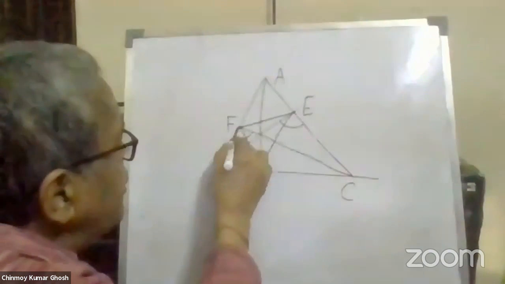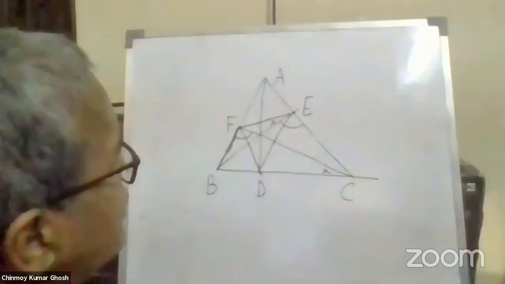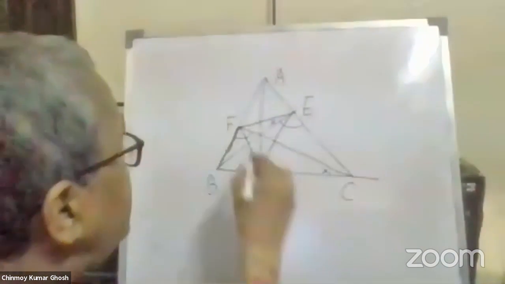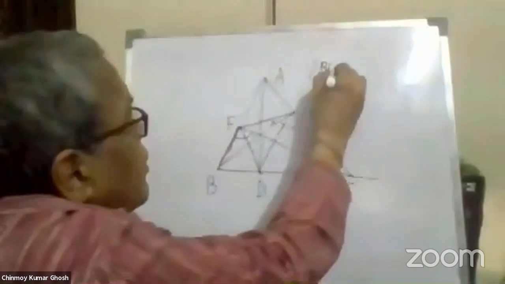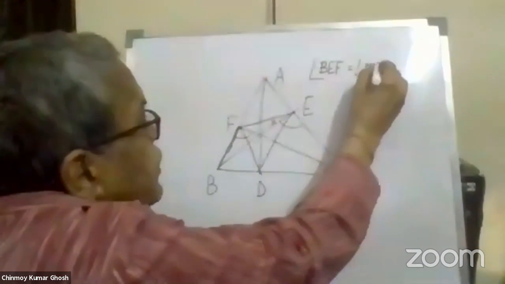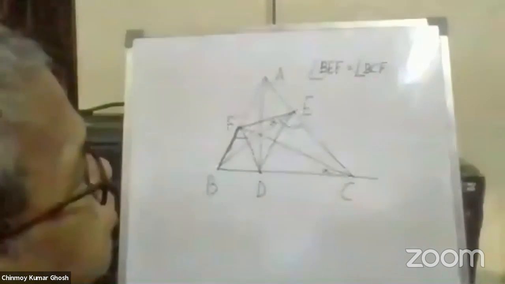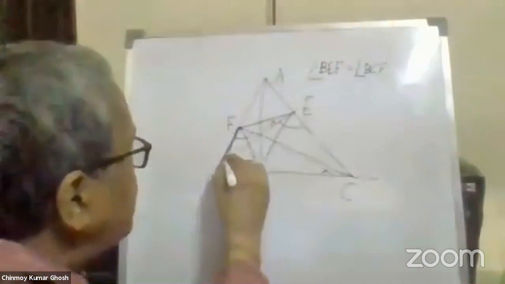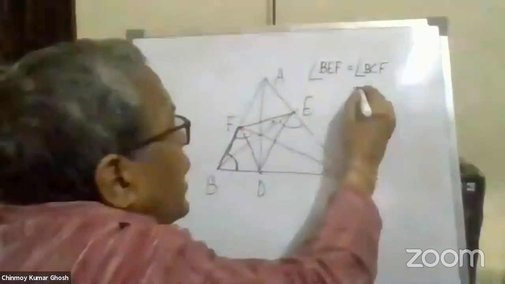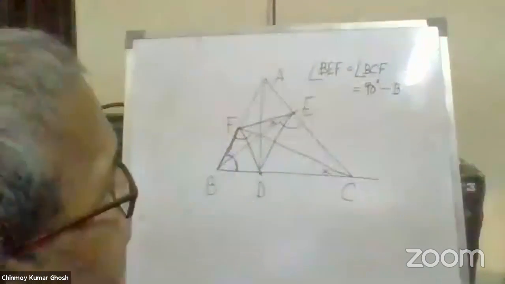line BF, these two angles where I have put the cross are angles at the circumference. So angle BEF is equal to angle BCF. And BCF is equal to 90 degrees minus the main angle B. By angle B, I mean angle ABC.